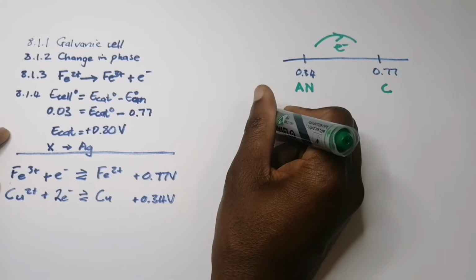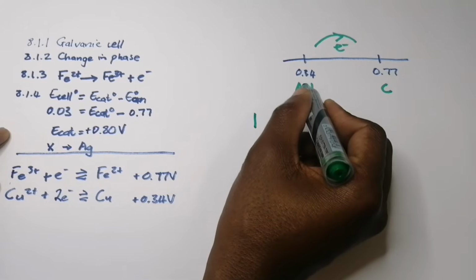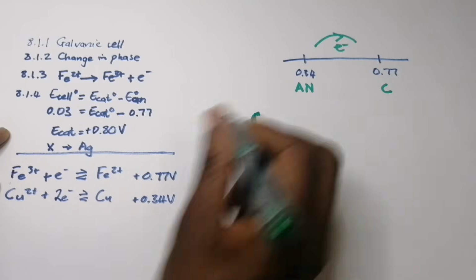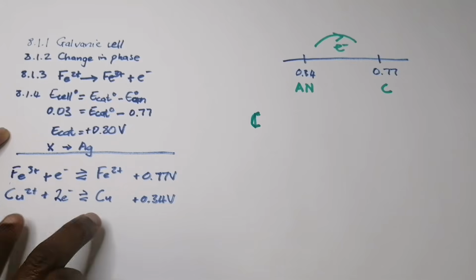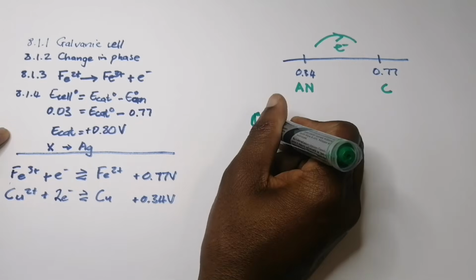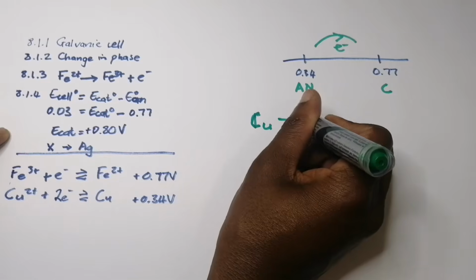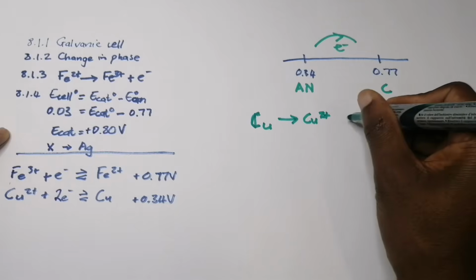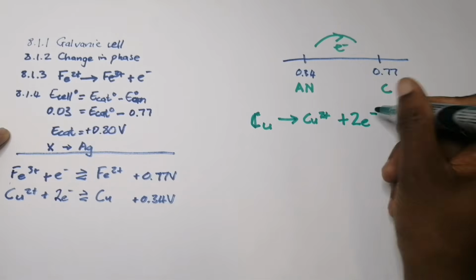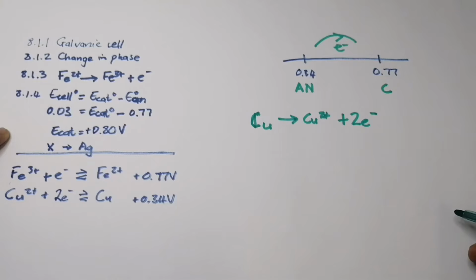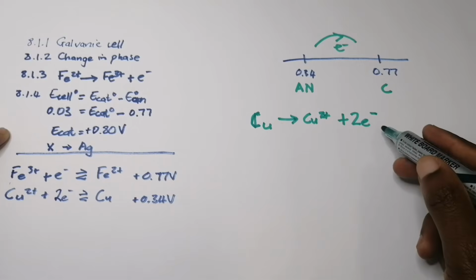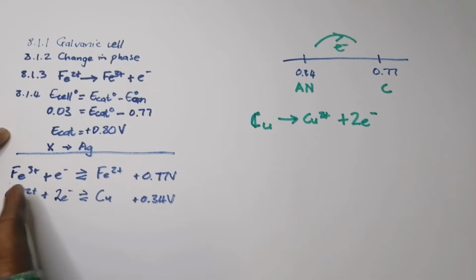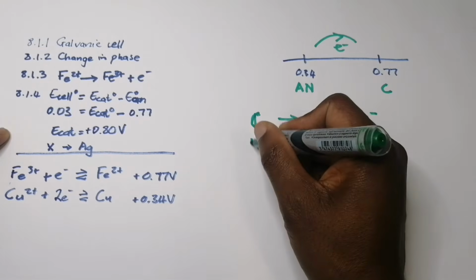Remember, which one is our anode? It's going to be copper. So I'm going to actually write it the other way around, turn it around. So it's going to be copper changing into copper 2+. And what does it do? It gives away 2 electrons in the process. So that's the anode. It undergoes oxidation, gives away electrons. The cathode half reaction, I just keep exactly as it is.